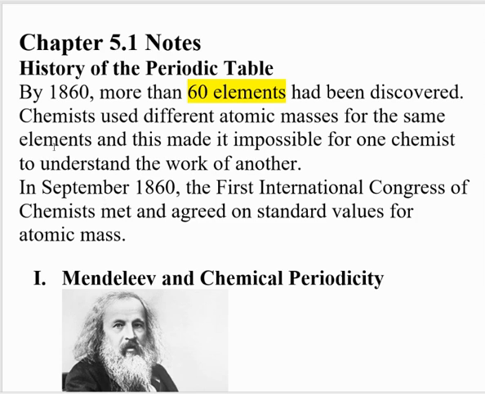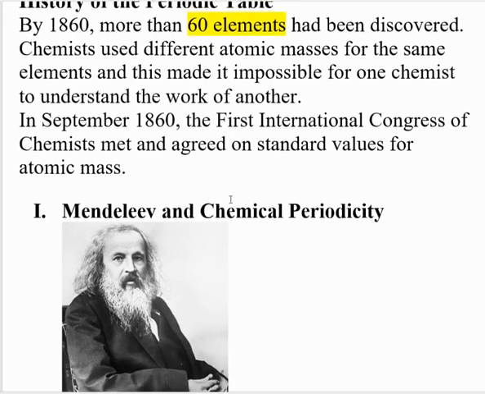By 1860, more than 60 elements had been discovered. Chemists used different atomic masses for the same elements, and this made it impossible for one chemist to understand the work of another. So in 1860, the First International Congress of Chemists met, and they all agreed on standard values for the atomic mass. This allowed them to compare data and share their results.